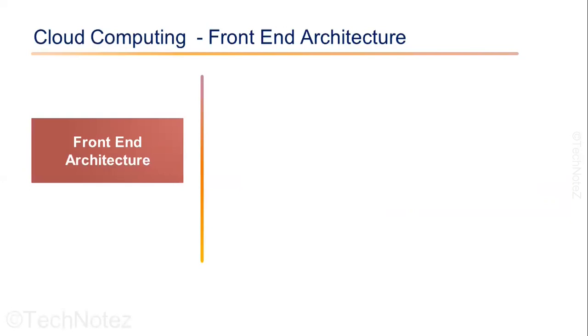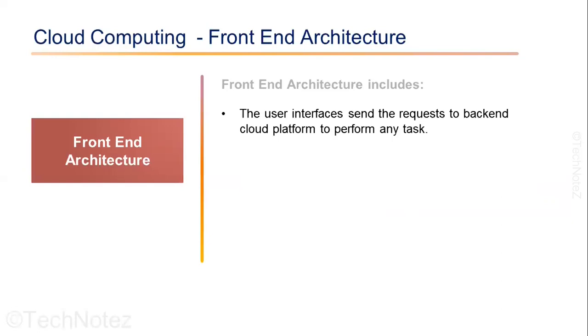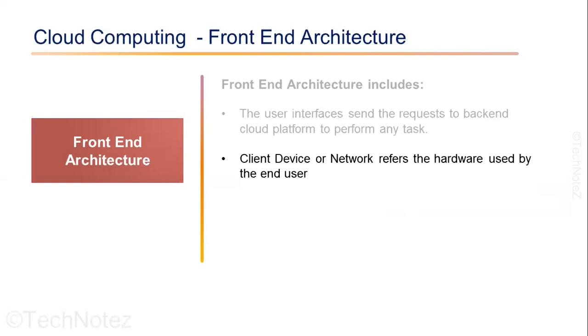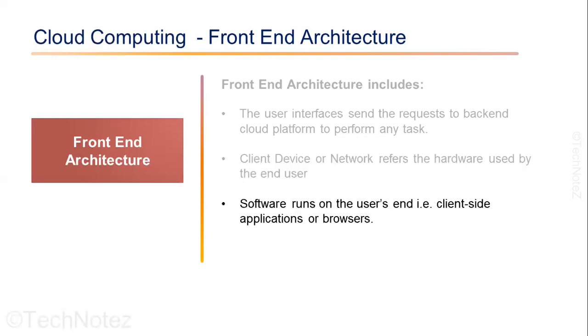or desktop. Front-end architecture includes the user interface that is used to send the request to the backend cloud platform to perform any task. Some of the popular user interfaces are web browsers or API. Front-end also includes the client devices or local network used by the end user to access the application. The front end also includes the software that runs on the user's machine, like client-side applications or web browser.